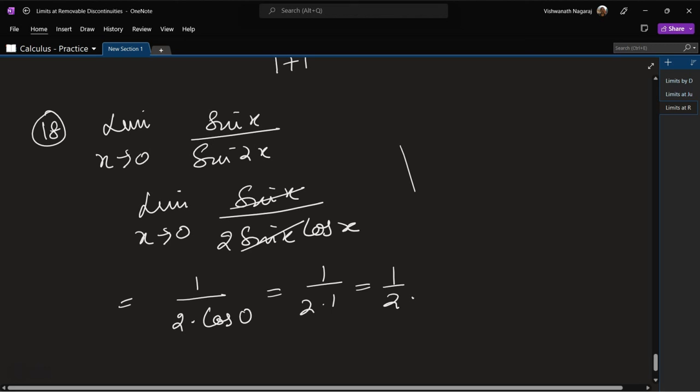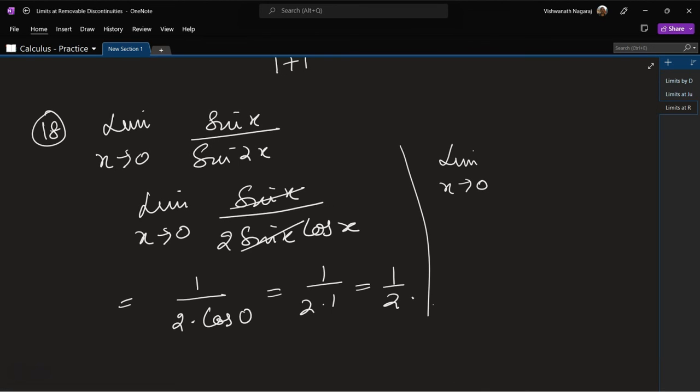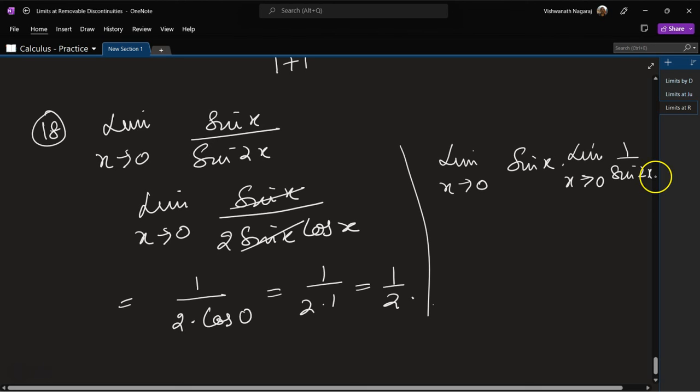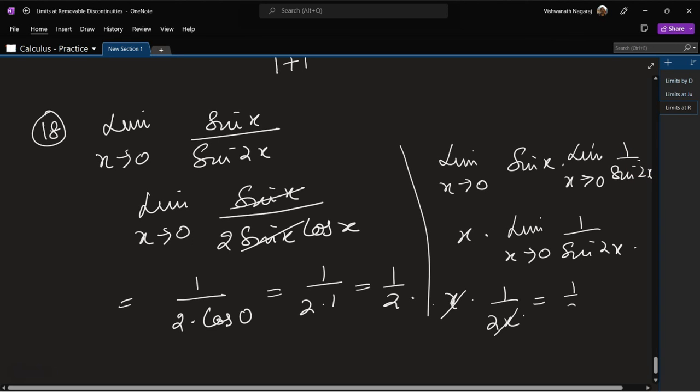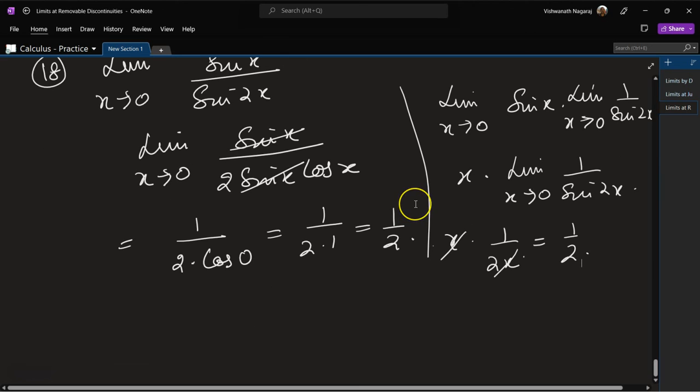Now this can be done in a different way also. So we know limit as x approaches 0 of sin x times limit as x approaches 0 of 1 by sin 2x. Now this would be x times limit as x approaches 0 of 1 by sin 2x. But we know that as x approaches 0, sin 2x is 2x. So this will be 1 by 2x. So x cancels and we are left with 1 by 2. Two different ways we can do this.